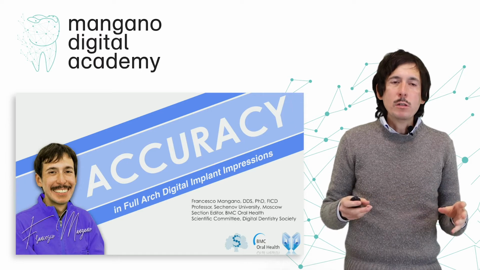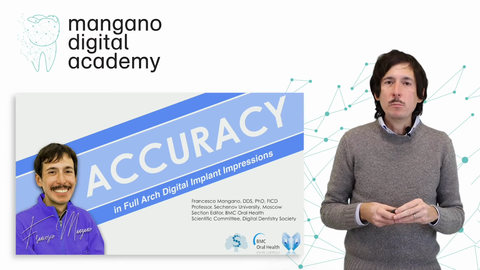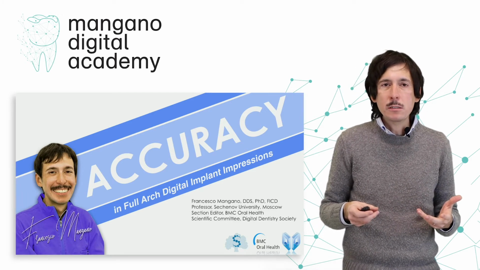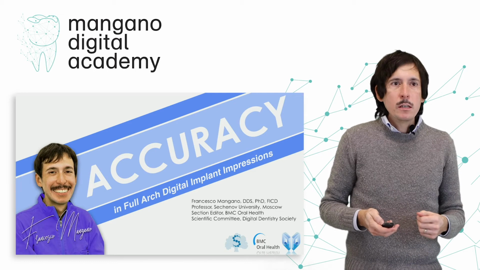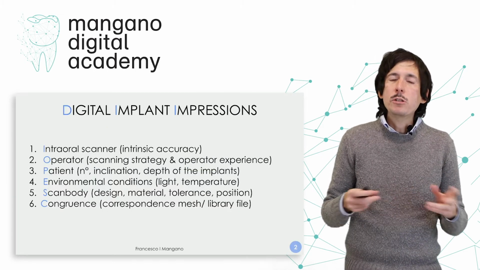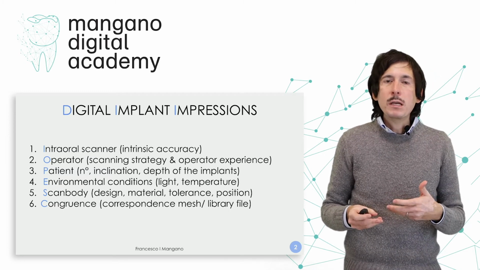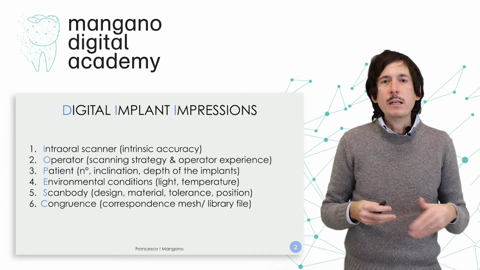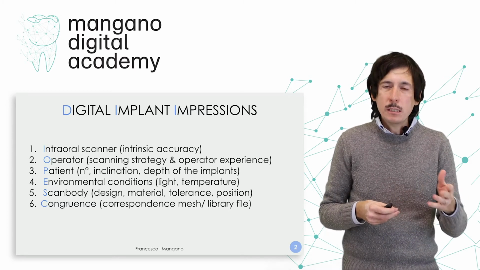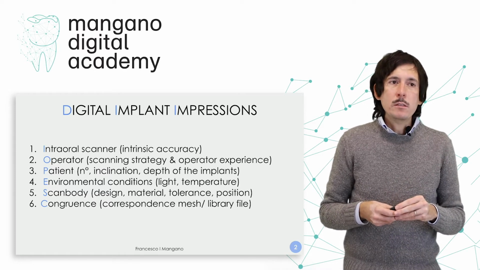Today, in this short lecture, we will talk about the accuracy in the full arch digital implant impression, because it's one of the most important and hot topics in digital dentistry today. And I think it's very important when talking about digital implant impression to consider the different factors that may affect the final results and the final accuracy of the workflow. And these factors are these six factors, the main factors are these six here in this slide.